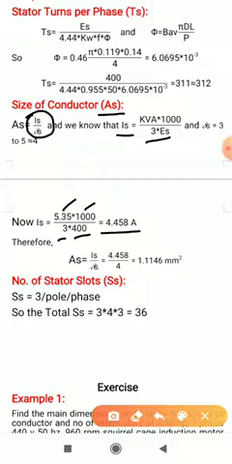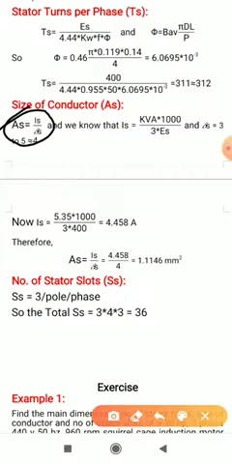For the current density, we have already discussed in the lecture that the usual value of the current density is from 3 to 5 ampere per millimeter square, and normally it is selected as 4. So we have taken the current density as 4. If we take this value of the current density and the stator current in the equation of AS, then the size of conductor AS can be written as 4.458, that is the value of IS, divided by 4, that is the value of delta S. So we will get 1.1146 millimeter square.